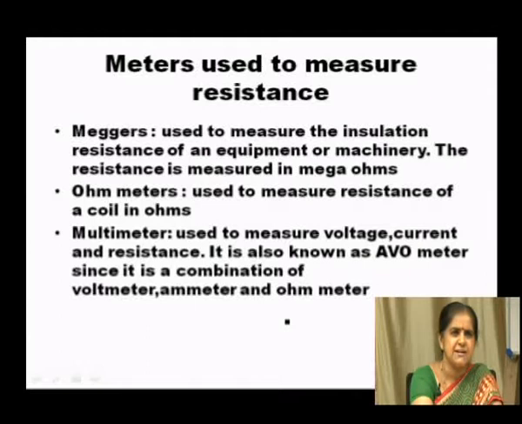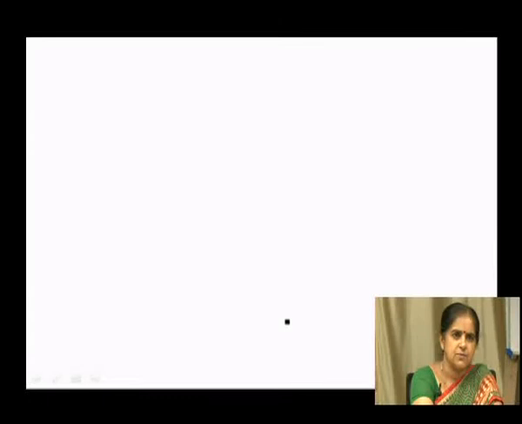So, these are the different instruments which are used to measure resistance, that is meggers, ohmmeters as well as the multimeters, which are used to measure the resistance in the circuit. We can have a look at the pictures of the ohmmeter, meggers as well as the multimeter. This picture shows the picture of the ohmmeter.